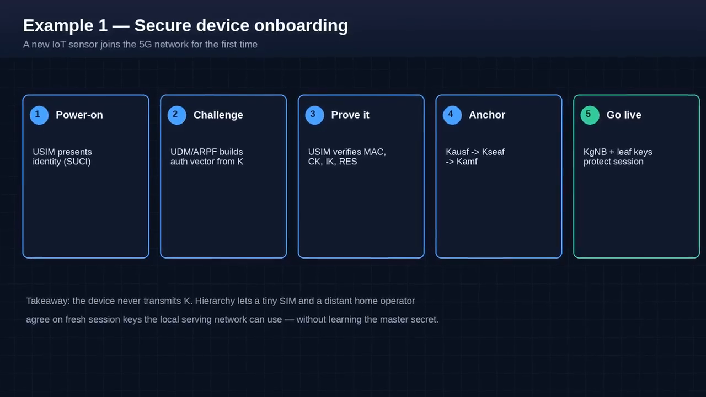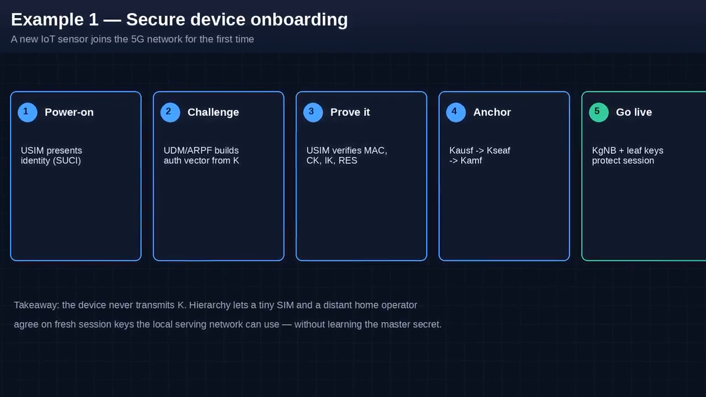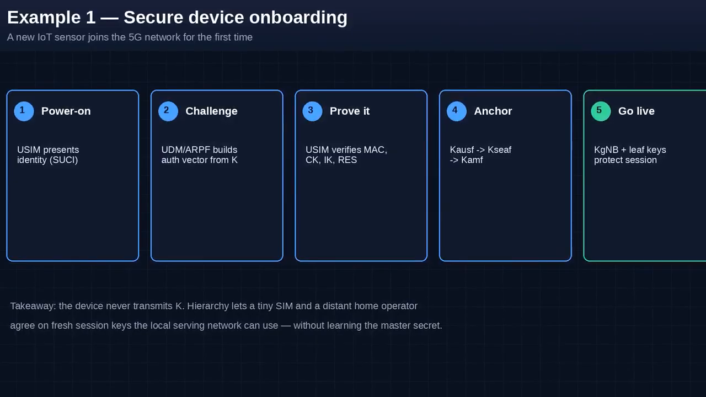Example 1. A brand new IoT sensor onboarding onto 5G for the first time. Step 1. Power on. The device does not shout its raw permanent identity. It sends a concealed identifier, the SUCI, so passive listeners cannot harvest permanent subscriber identities off the air.